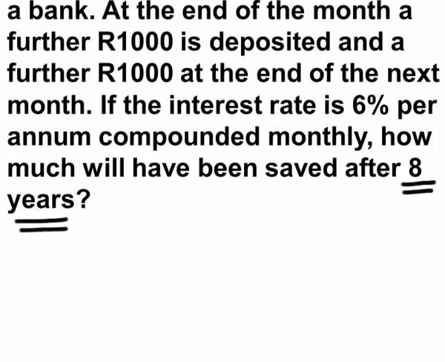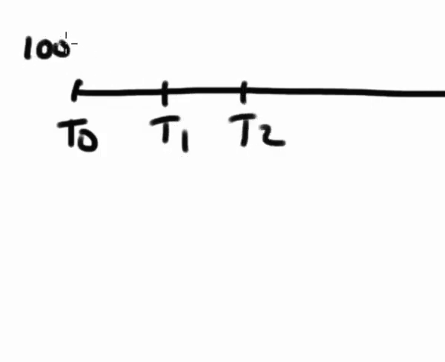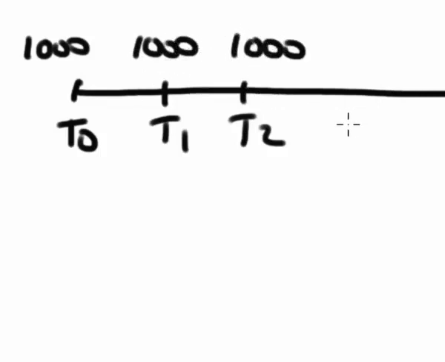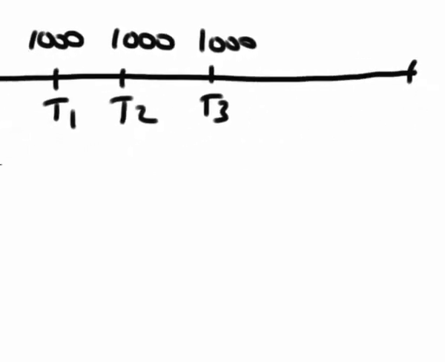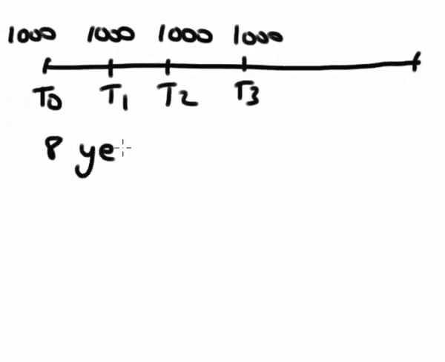Now, what would the timeline look like now? Well, instead of just going for 2 months, now watch this. So there's your 2-month period. We put 1,000 rand at the beginning of the month, 1,000 rand at the end of that month, 1,000 rand at the end of February, say. But we're going to carry on. So we put another 1,000 rand in, and I'm not going to fill in all the months, but we've got a period of 8 years. And these are months. Now, careful.